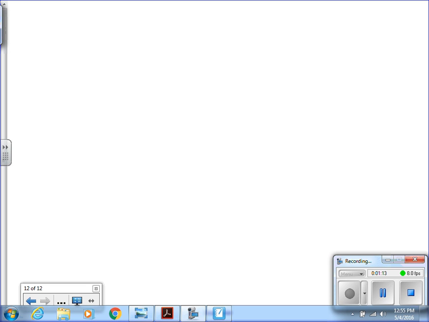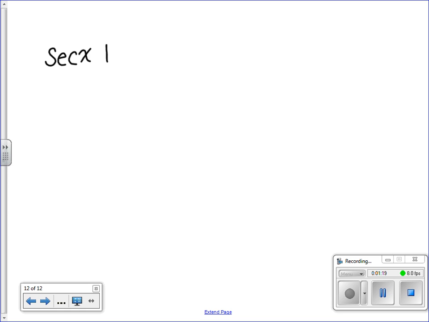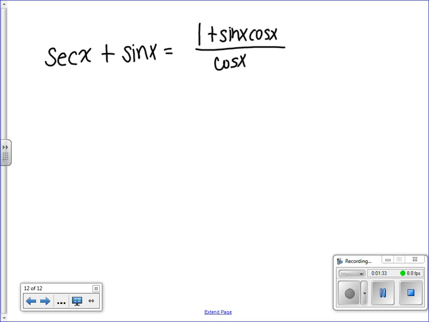Alright, so let's look at the first one. Remember, we're going to do the same problem two ways, okay? Secant x plus sine x equals 1 plus sine x cosine x all over cosine of x. So which side, if you had to pick a more complicated side to work with, which side would you pick? Left side? See how I can change that right-hand side in 2 steps. I would go with that right side just like that. But okay, we're going to do left side first.